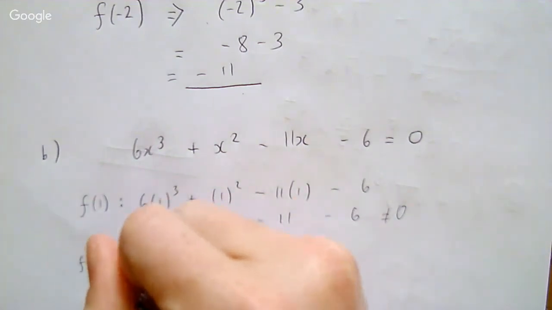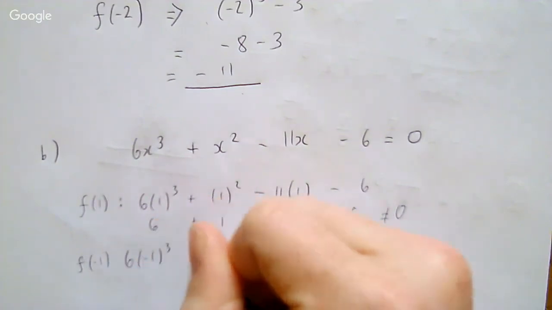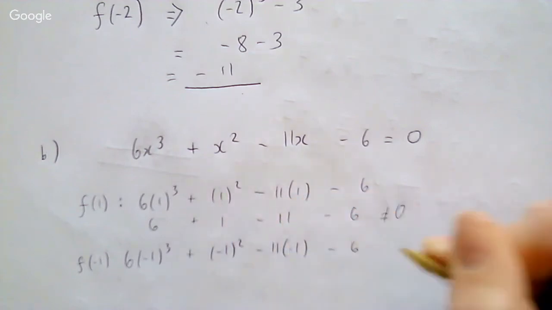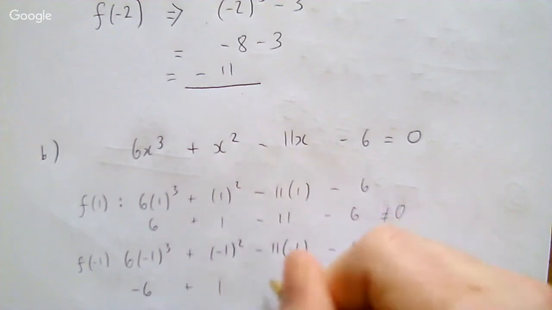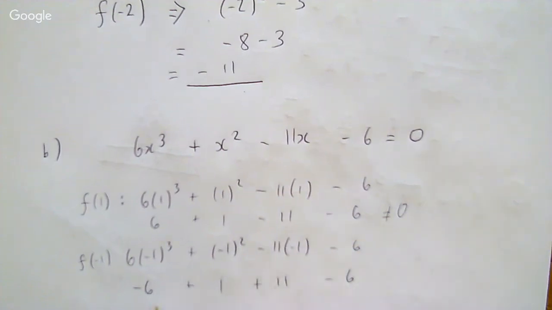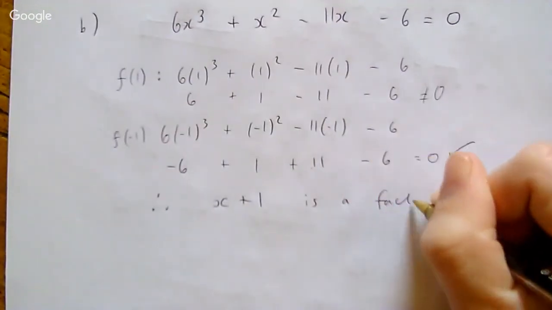And then the next one to choose, don't ever discount a minus number. It could be that that one works. So I can get 6 lots of minus 1 cubed plus minus 1 squared minus 11 times by minus 1 and then minus 6. Now that's going to give me minus 1 cubed is minus 1, times that by 6 is minus 6. Minus 1 squared is going to be plus 1. Minus 11 times by minus 1 is plus 11, and minus 6. And I can quite clearly see here plus 1 plus 11 is 12. Take away 6 is 0. So therefore, x plus 1 is a factor.